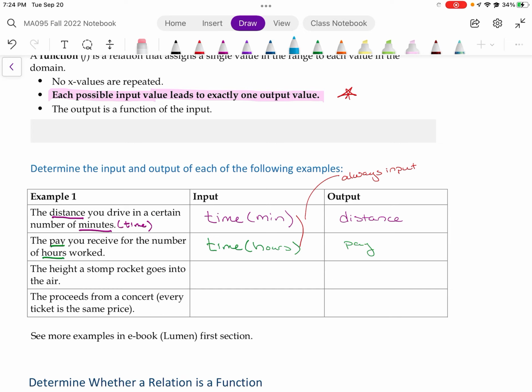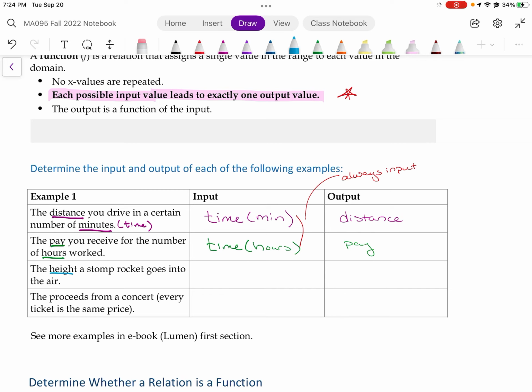All right, so let's look at the height of a stomp rocket. The height a stomp rocket goes into the air. So, height, and it doesn't say anything. There's nothing else to underline. So what's happening with a stomp rocket? You're stomping on it, right?